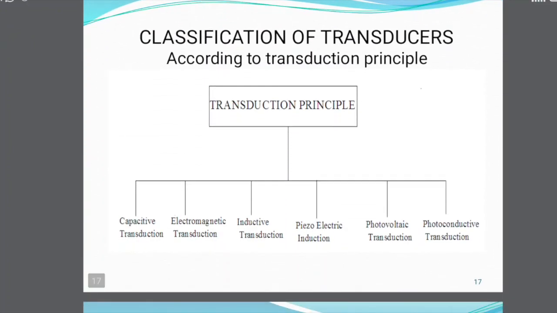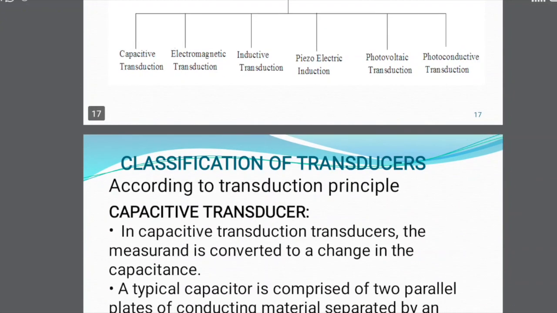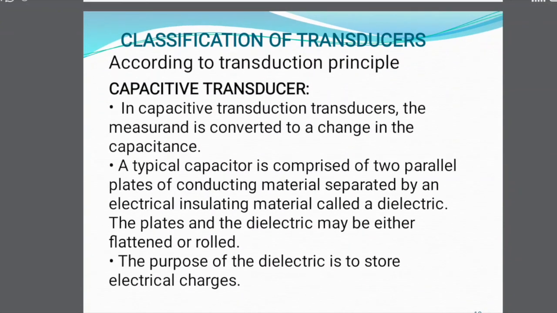Classification of transducer according to transduction principle. Capacitive transduction, electromagnetic transduction, inductive transduction, piezoelectric induction, photovoltaic transduction, photoconductive transduction. First one is capacitive transducer. In capacitive transducer, the measurement is converted to a change in the capacitance. A typical capacitor is comprised of two parallel plates of conducting material separated by an electrical insulating material called a dielectric. The plates and the dielectric may be either flattened or rolled. The purpose of the dielectric is to store electrical charges.